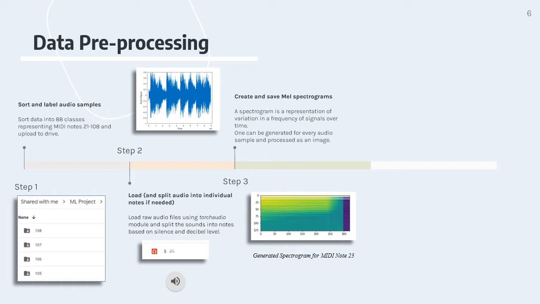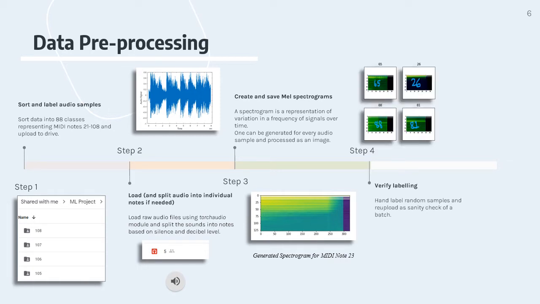Because you can't look at a spectrogram and tell what note it is immediately, we had to download random samples and label them by hand. We then re-uploaded these samples to make sure that we were labeling correctly. Once we verified this, we split our data into 70% training, 15% validation, and 15% testing.